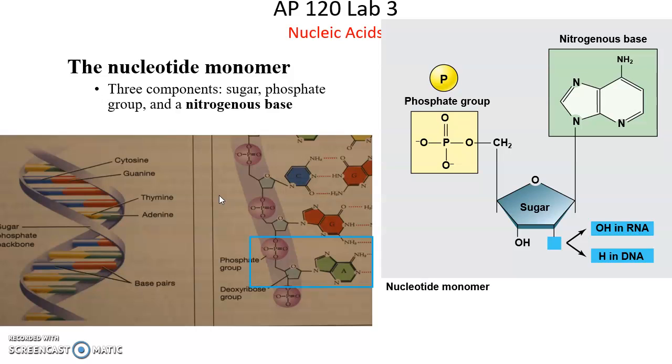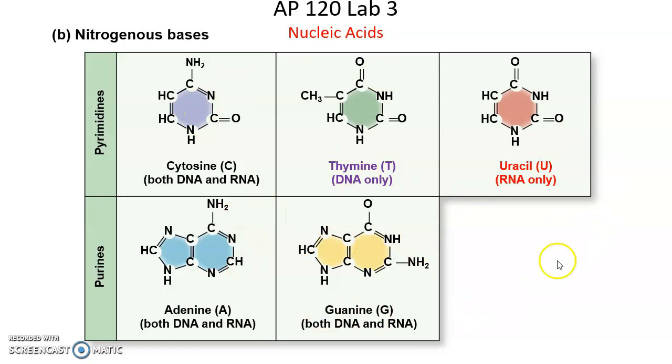Here is again a close-up of a nucleotide: phosphate group, sugar, nitrogenous base. That is what makes up the nucleotide. The sugar is slightly different between RNA and DNA. It's ribose sugar in RNA, deoxyribose in DNA. There are 5 different nitrogenous bases: cytosine, C, thymine, T, uracil, U, adenine, A, and guanine, G. You need to know the names of the 5 bases. You don't need to know their structure.